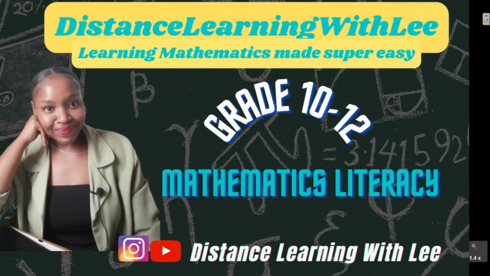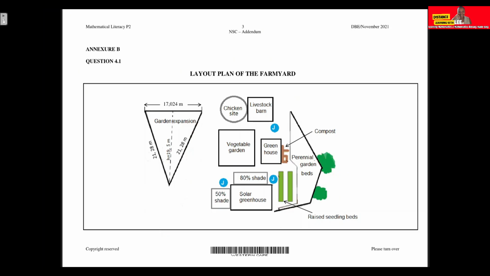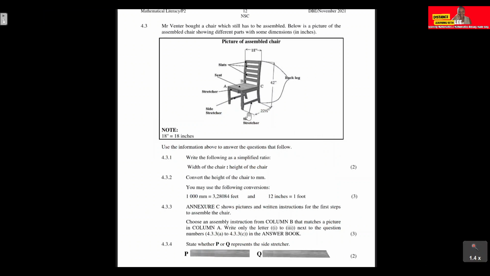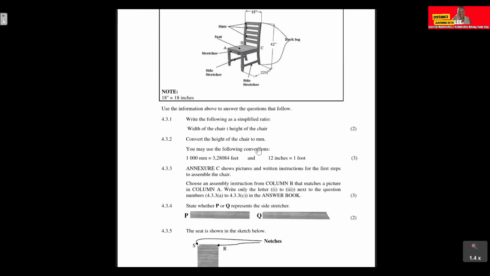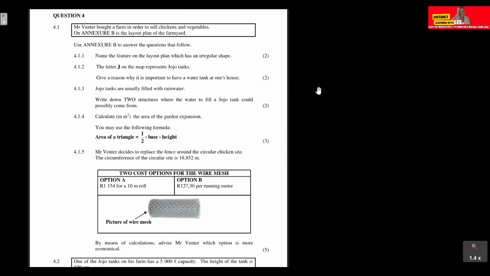So guys, in question four, I did mention that question four is also still measurements because we're going to be calculating an area of a triangle. We're going to be using knowledge that we have when it comes to volume to help us determine the radius, right? And in question 4.3, we're going to be dealing with assembling. So let's get started with that.